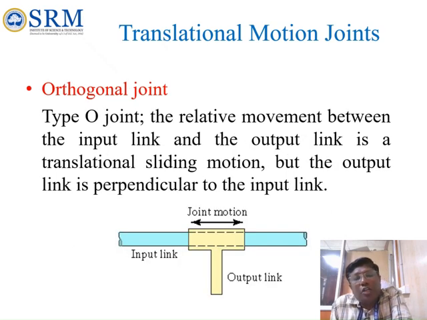If you look at the orthogonal joint, when you give a motion here, the output should be orthogonal. The blue color indicates the input and the yellow color indicates the output, so it has to move in a perpendicular direction. This is the orthogonal type. By definition, the relative movement between the input link and the output link is a translation sliding motion, but the output link is perpendicular to the input link. So when you give the input link, the output link is perpendicular.